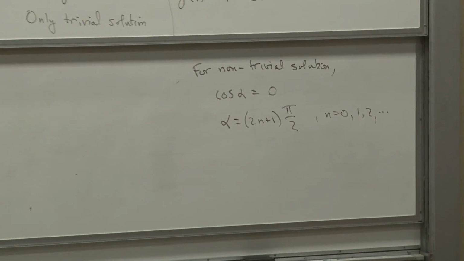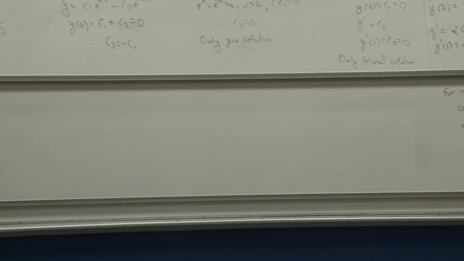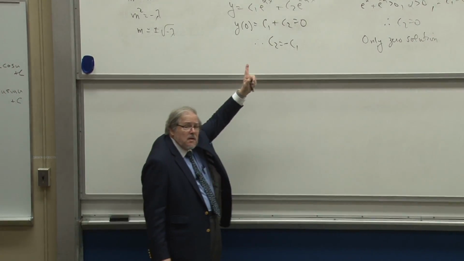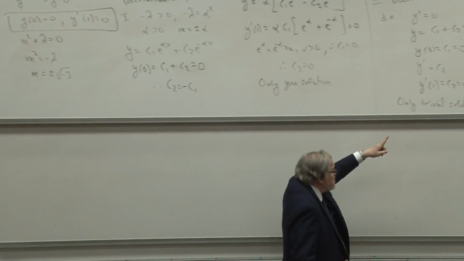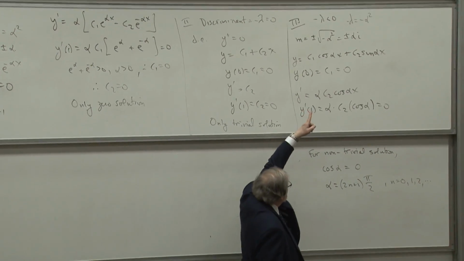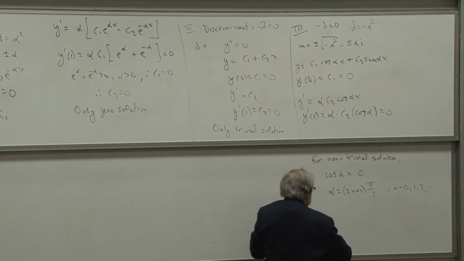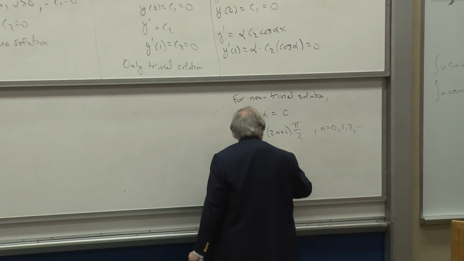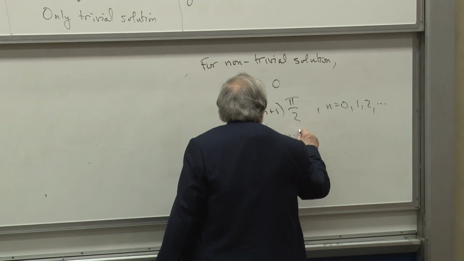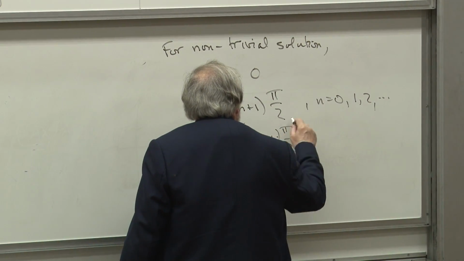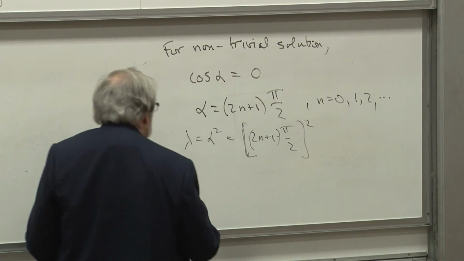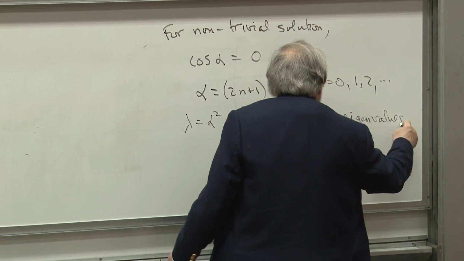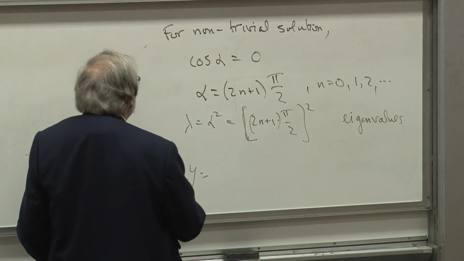Now, having done all that, I better go back and look and see what the problem said. It said find eigenvalues and eigenfunctions. Eigenvalues are the values of lambda that make this whole thing give non-zero solutions, not alpha. Up there at the top, lambda is alpha squared. So 2n plus 1 times pi over 2, squared, are the eigenvalues.